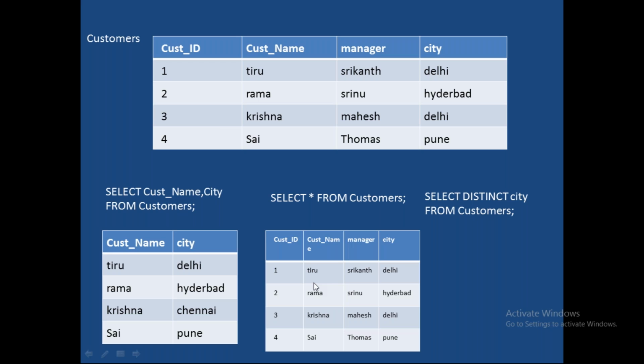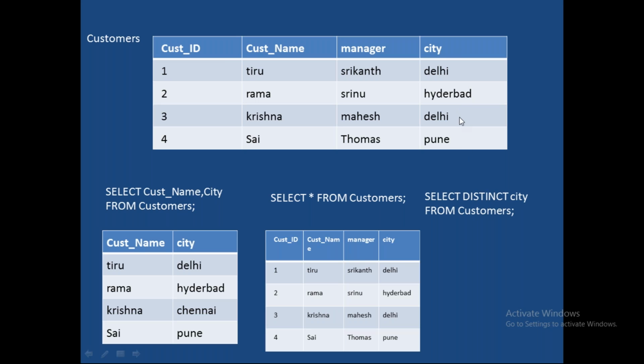Can you tell me select distinct city from customer? Remember, when I said distinct city, unique cities I want. First thing you need to understand, from customer, from this entire customer table, select city column. I am selecting only city column. In that, I am going to put something called distinct.